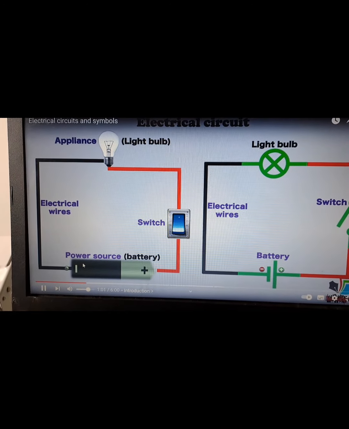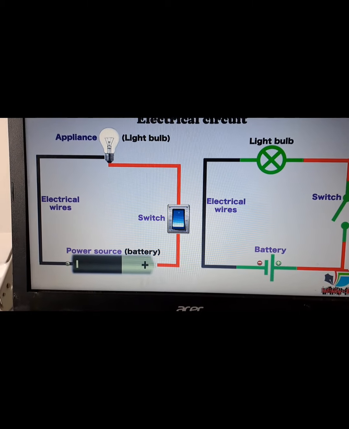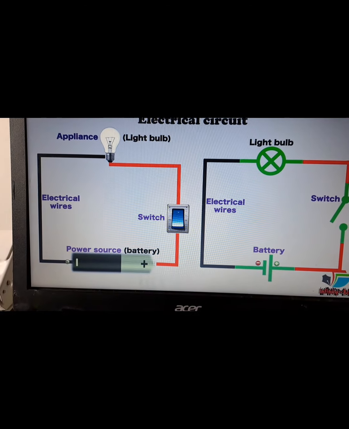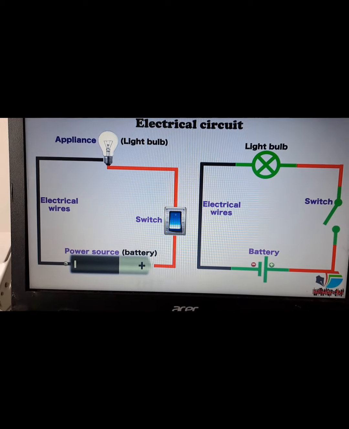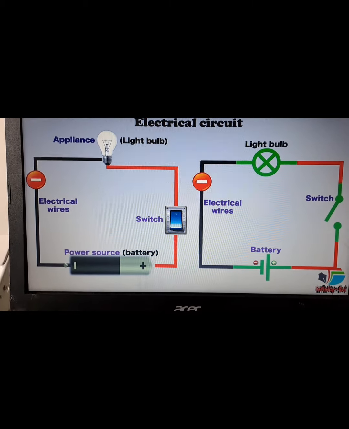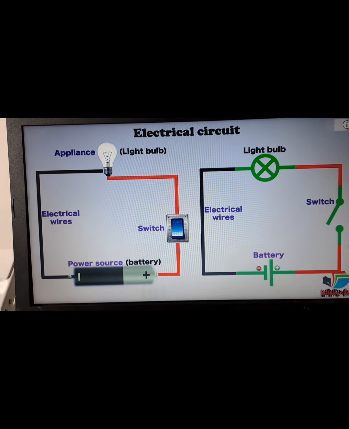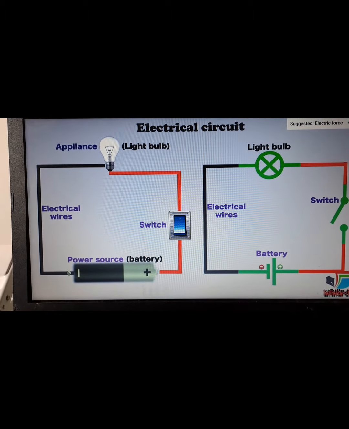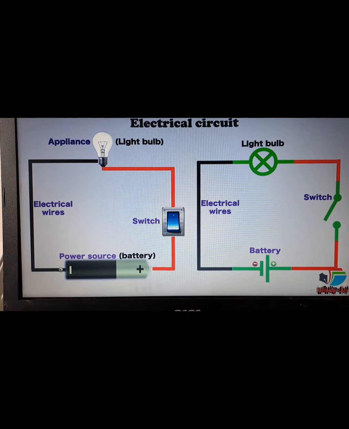An electrical circuit also needs wiring, or it needs electrical wires, and wires are represented as lines. As you can see there, they're black and red wires. I'm using black to show the negative side and red to show the positive side. As you realize from our previous lesson about electrical force, the positive will always be depicted as red in my videos, and black will be depicted as negative.